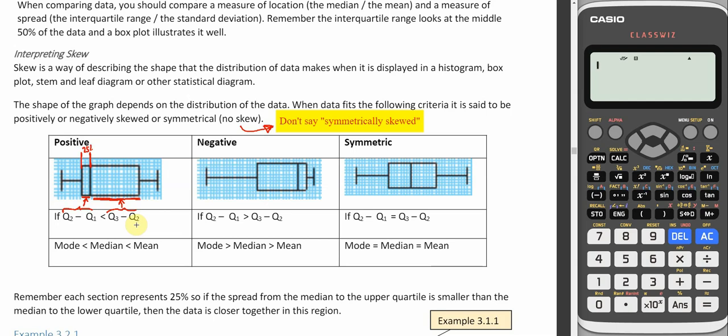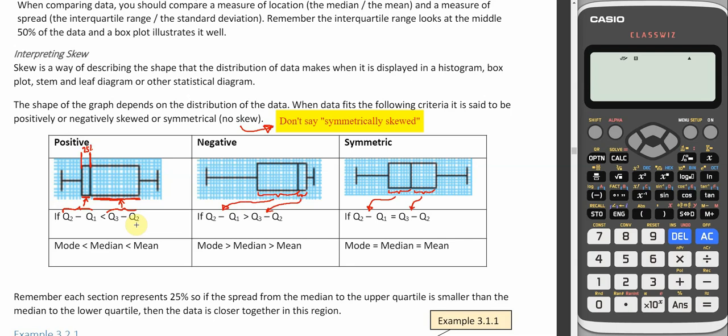So in the second case, negative skew, lots of data up towards the top end. So Q2 take Q1, which is this distance here. If that's bigger than Q3 take away Q2, which is that distance there, then we have negative skew. And if it's symmetric, then the distance between the lower quartile and the median will be the same as the distance between the median and the upper quartile. So symmetric, meaning it doesn't have any skew.